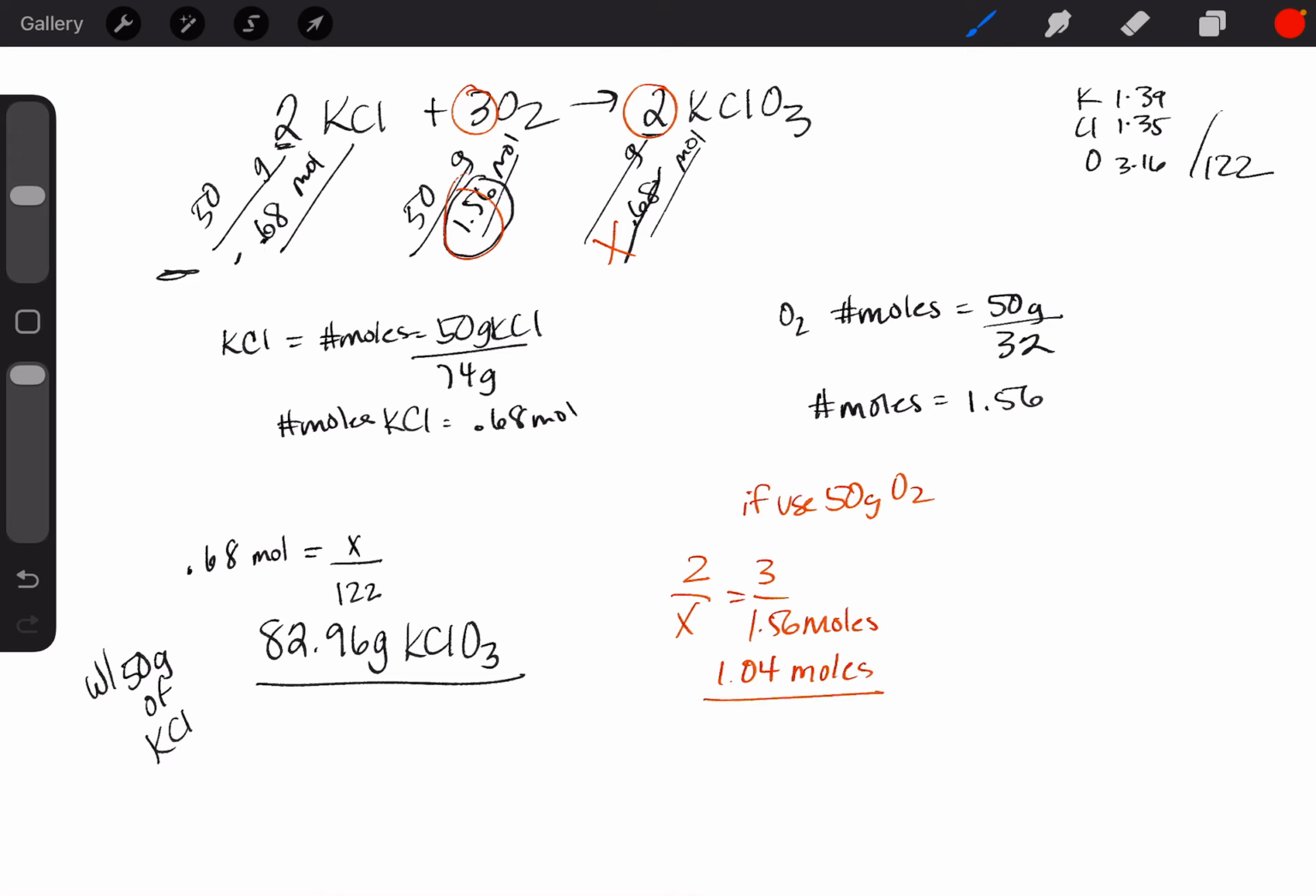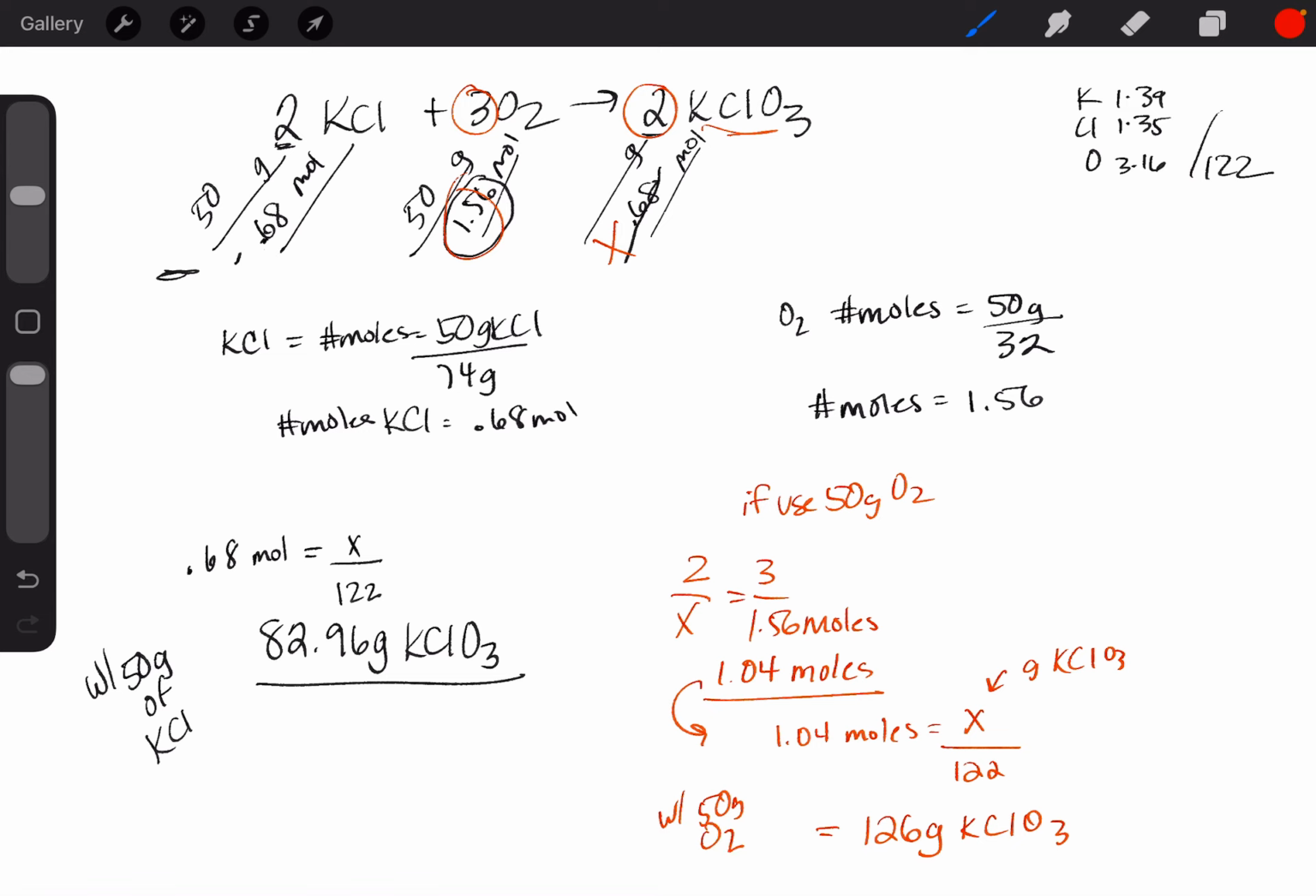Okay, so then I get 1.04 moles of the KClO3, and I'm going to put that into my next equation. 1.04 moles equals X. This is the grams of potassium chlorate I'm searching for, over my molar mass of potassium chlorate. And when I multiply that, I get 126 grams of KClO3 if I used 50 grams of oxygen.